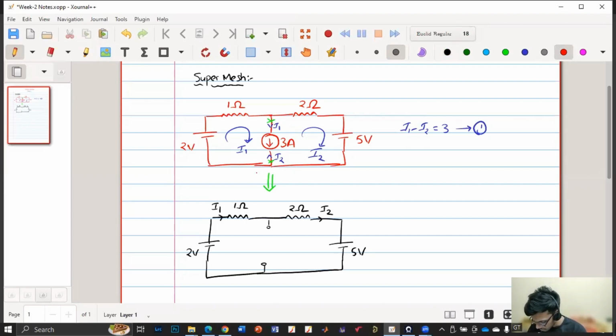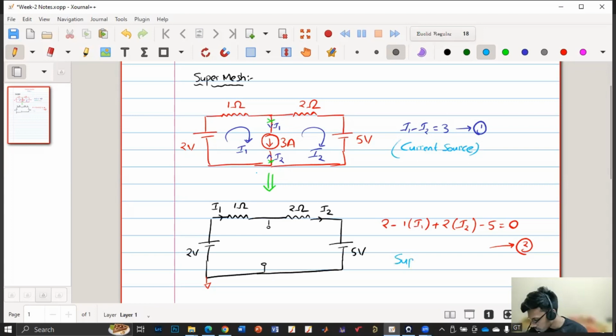If I say I started from here, it will be plus 2 minus 1 into I1 plus 2 into I2 minus 5 is equal to 0. So this is my equation 2. One equation I got directly from whatever current source they have provided, and this equation is coming from supermesh.